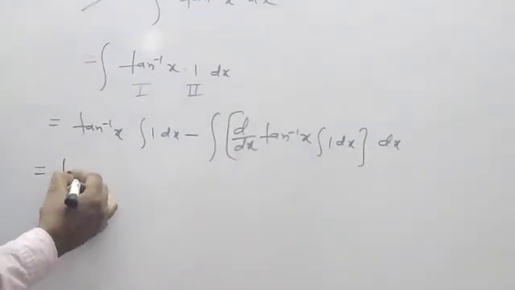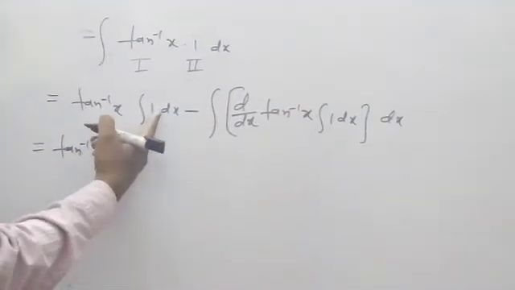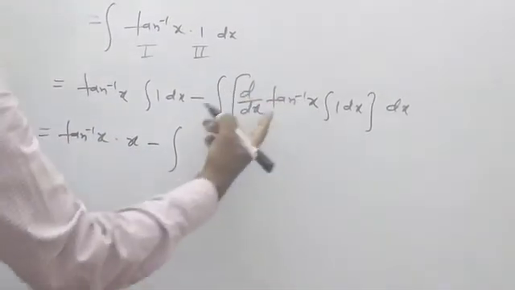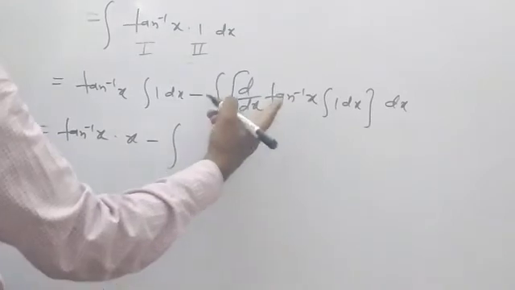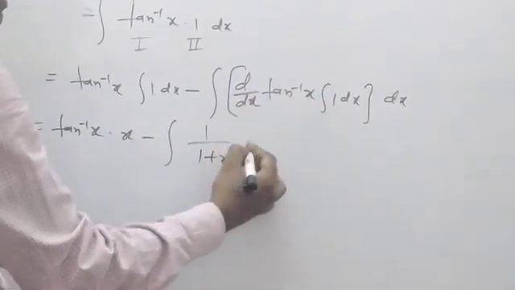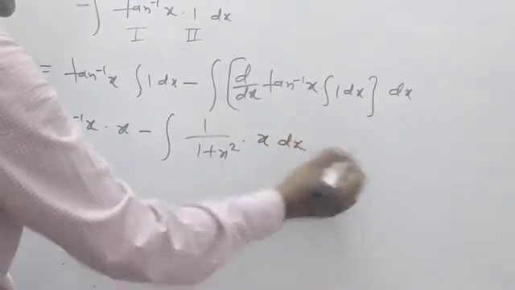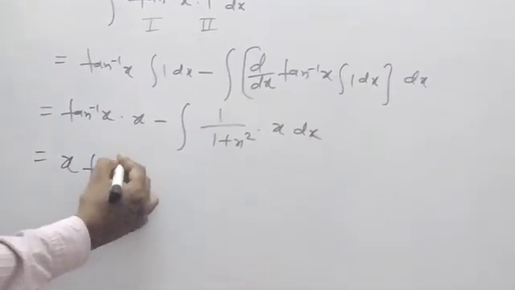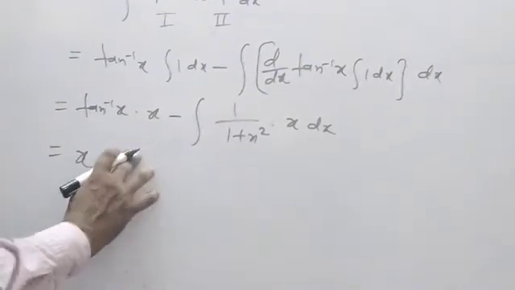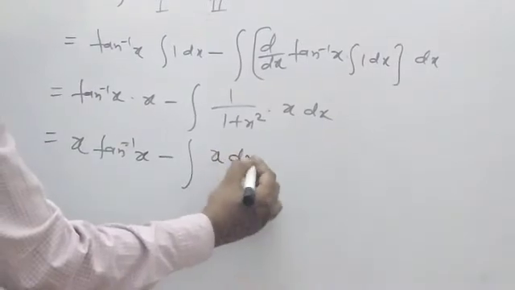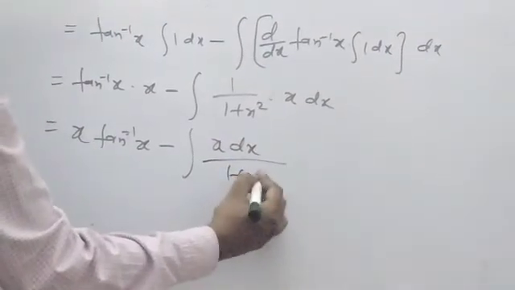Now tan inverse x, integration of 1 means what? x. Differentiation of tan inverse x is equal to what? 1 upon 1 plus x square, into x and dx. Then x into tan inverse x minus x dx upon 1 plus x square.